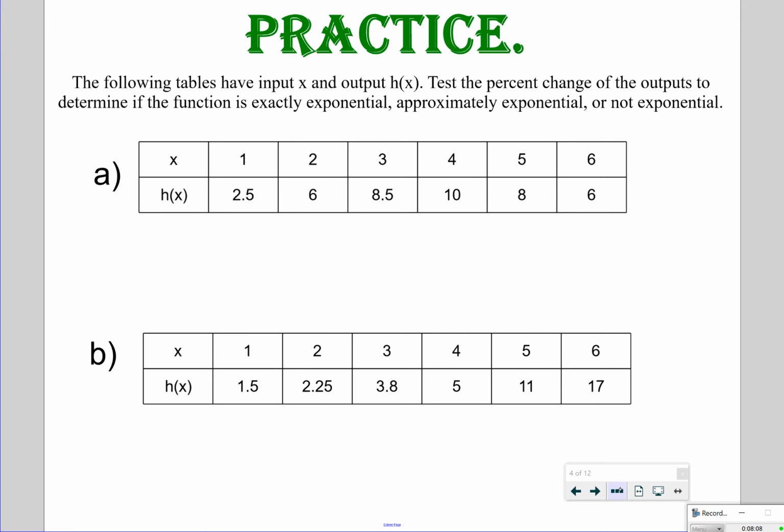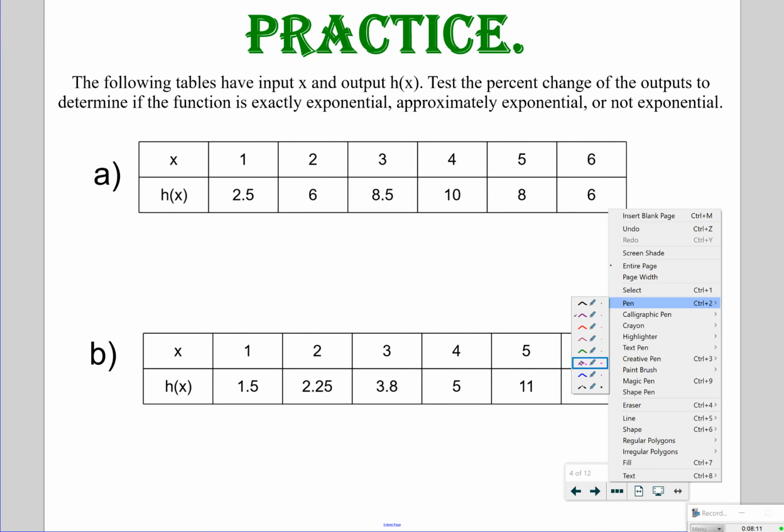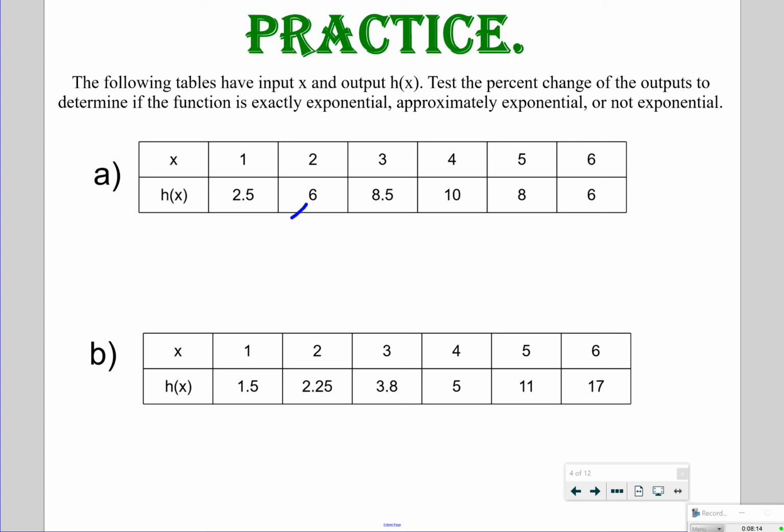All right, so let's take a look at those percent changes. So if I do 6 minus 2.5, I get 3.5 divided by 2.5, and I'll put that in my calculator in a second. 8.5 minus 6 is 2.5 over 6. 10 minus 8.5 is 1.5 over 8.5. 8 minus 10 gives me a negative 2 over 10. And 6 minus 8 gives me a negative 2 over 8. So probably because you're seeing those negatives, hopefully you kind of see the writing on the wall here.